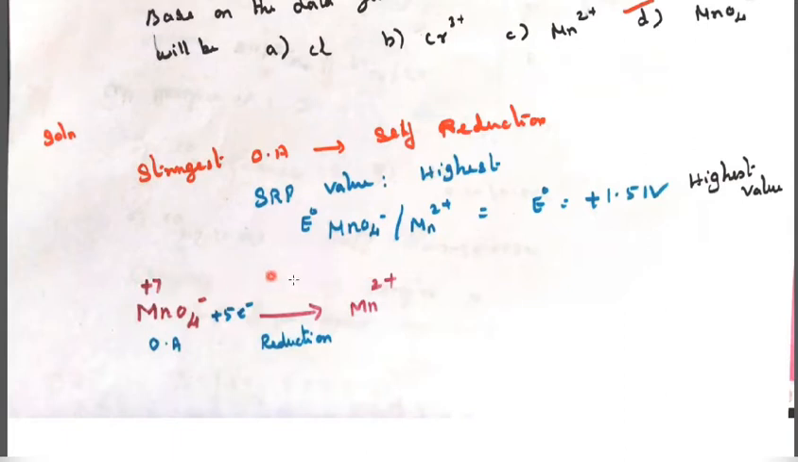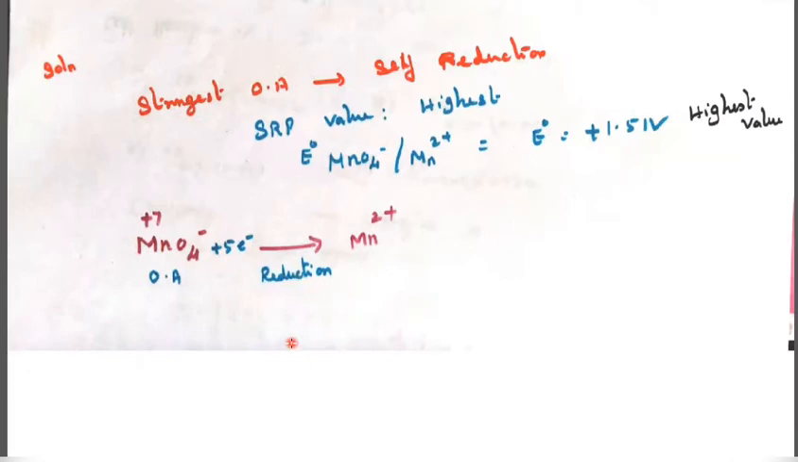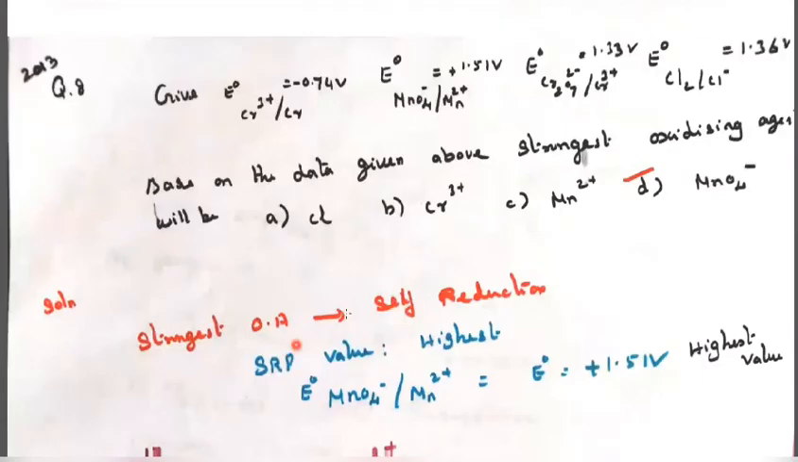Here the oxidation number is +7 and here +2, so the difference is 5. That 5 is nothing but 5 electrons, placed on the higher oxidation number side. So it gains 5 electrons, so it is a reduction reaction. It undergoes self-reduction. So the answer is MnO4-. MnO4- to Mn2+ alone carries the higher positive potential, so it is a strong oxidizing agent.